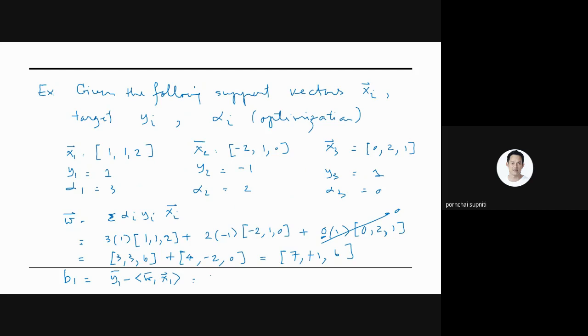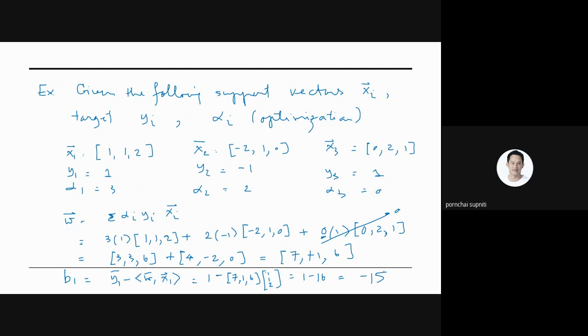Okay. Which is Y1 is 1. And minus 7, 16, and then times x1. X1 is 112. Okay. So we get 1 minus 7 times 1. 7 plus 1 is 8. 8 plus 8 is 16. So I have 1 minus 16. So the first bias is minus 15, which is 1 minus 16.